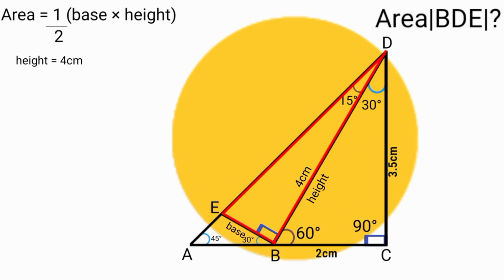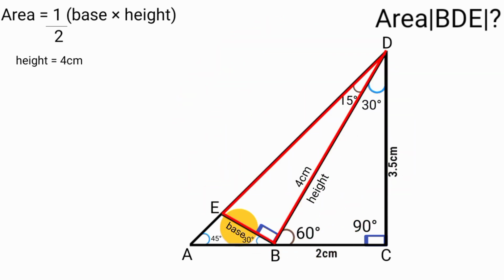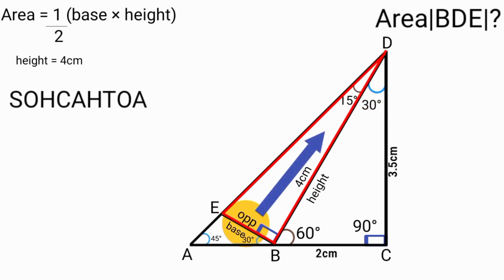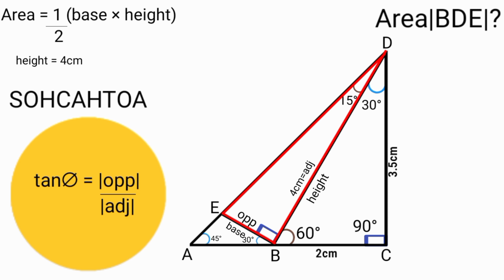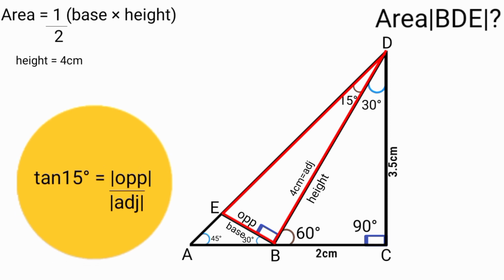So coming back to this triangle here, to find this side here, we can use a so-called tool. From this angle here, this is the opposite because it's facing angle 15 degrees, and this here the adjacent. So here tan theta equals opposite over adjacent. Theta is 15 degrees. Opposite is line BE and adjacent is 4. So tan 15 degrees equals line BE over 4.